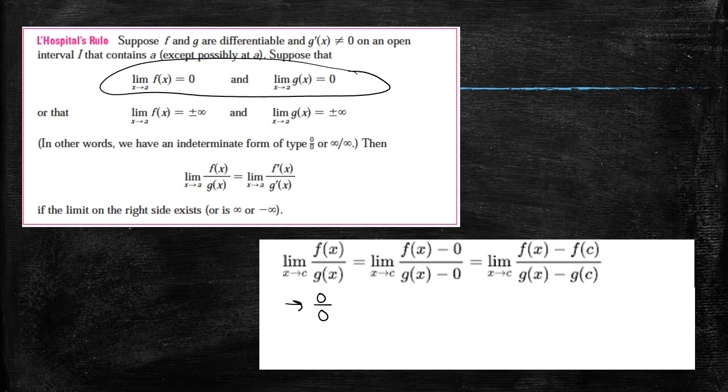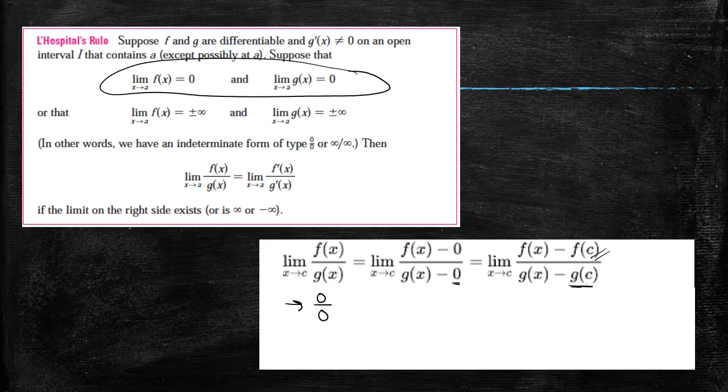Okay, and then since we're assuming that the limit as x goes to a of f of x is equal to 0, here I just have a c instead of a, but the limit as x goes to c of f of c, that would be 0, and the limit as x goes to c of g of c is also equal to 0. So I replaced the zeros with f of c and g of c.